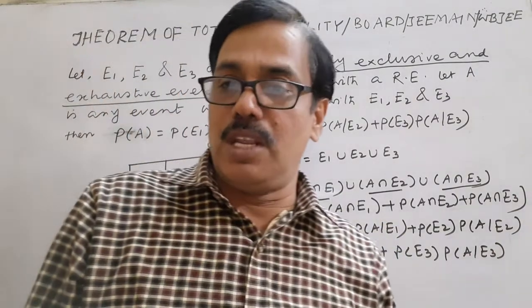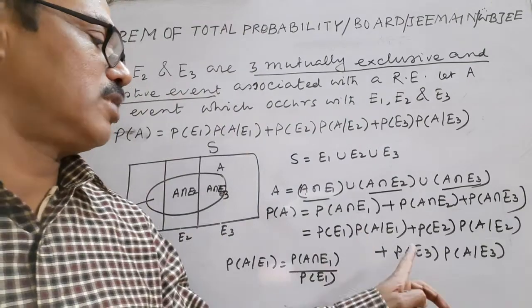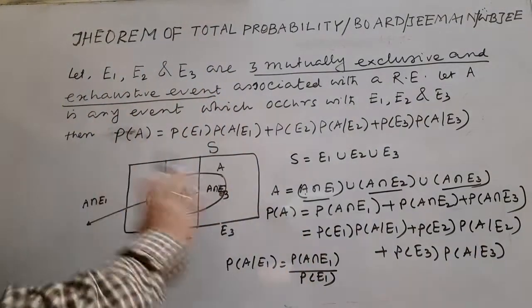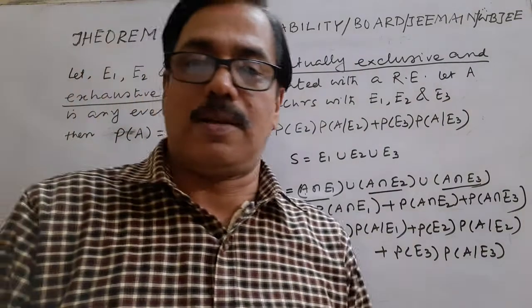Now it is for 3 events. For 4 events, it is P(E4) into P(A by E4). So it is true for any finite number of events.